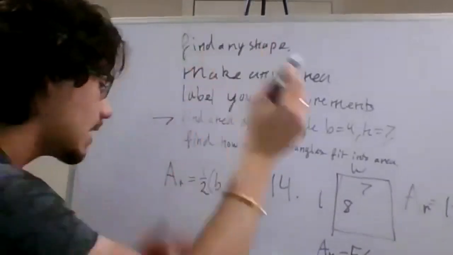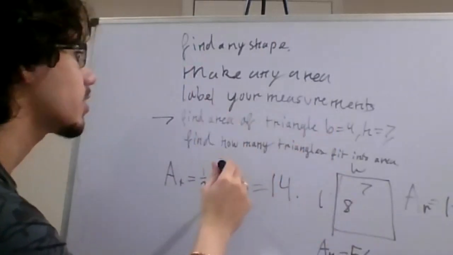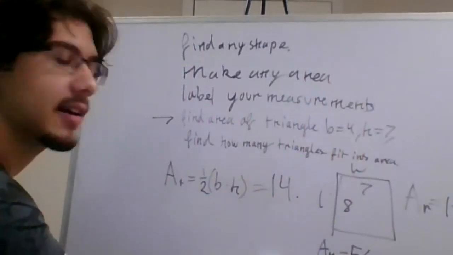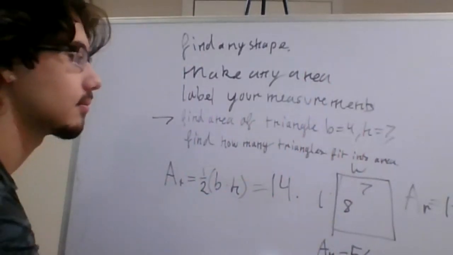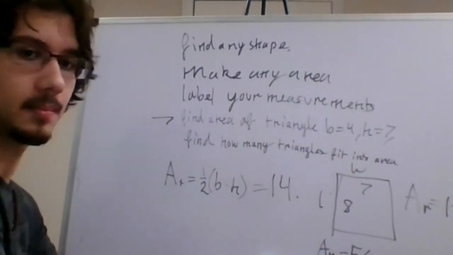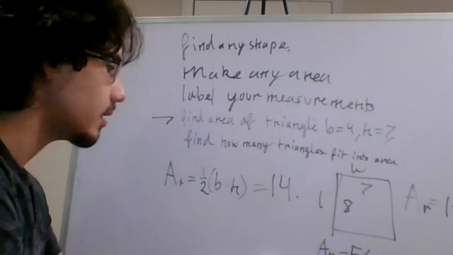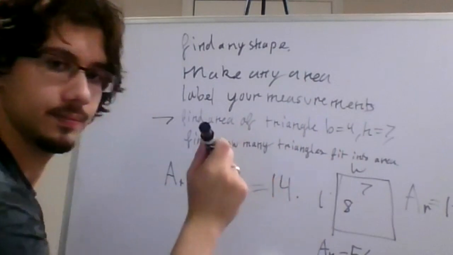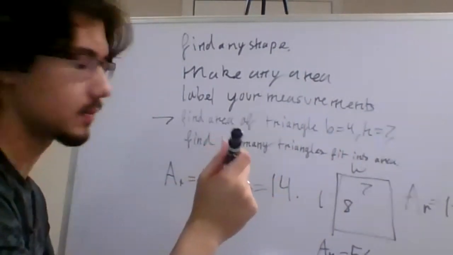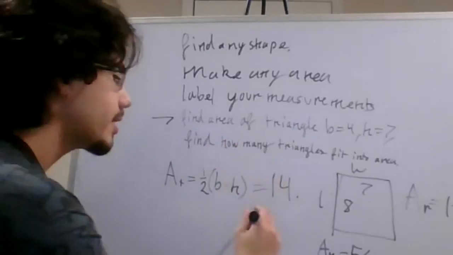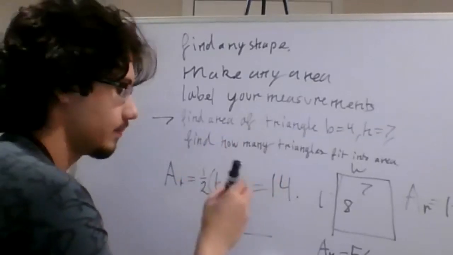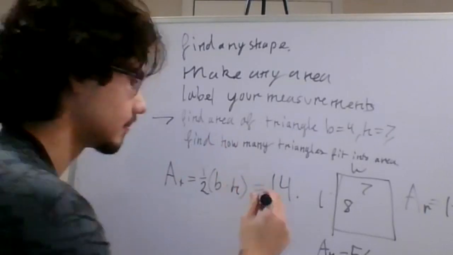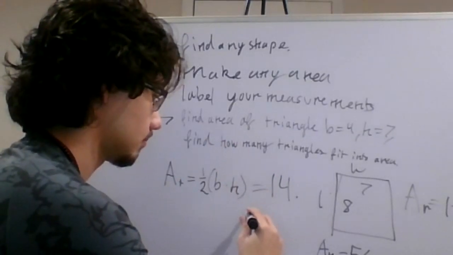So now that you have the area of your rectangle and the area of your triangle, and you labeled all your measurements, you need to find how many triangles fit into your area. Mr. Nathan, how would you do this? I divided, sir. Very good. 14 and 56. So what was on top and on bottom? 56 was on top and 14 was on bottom.